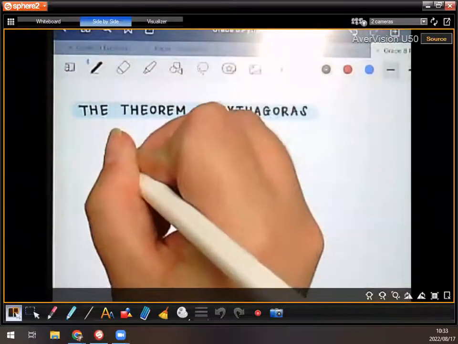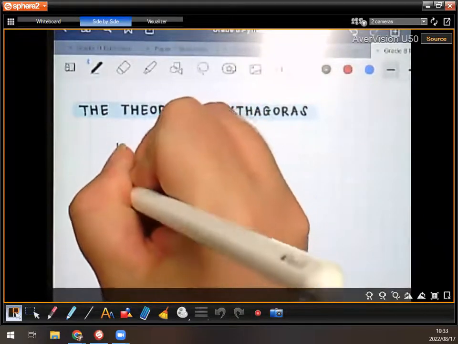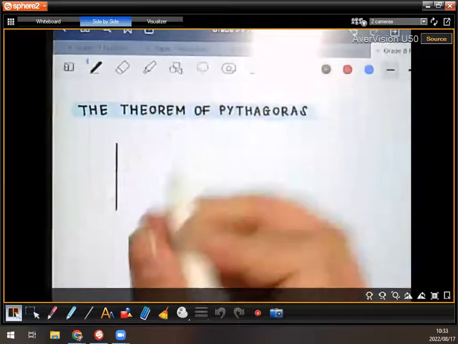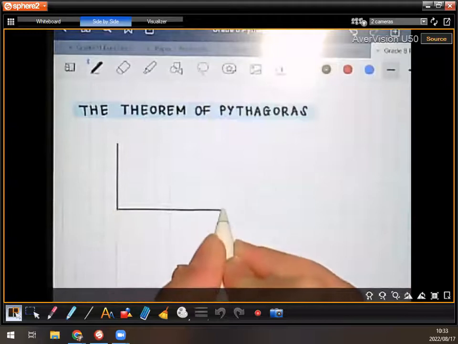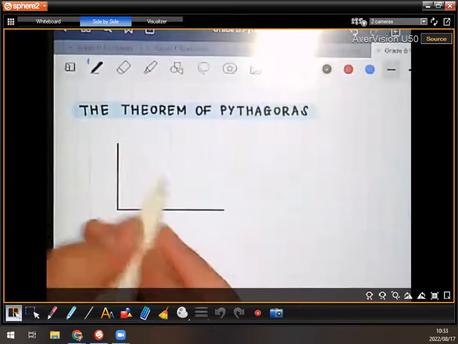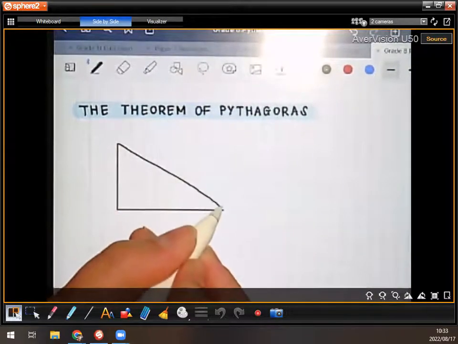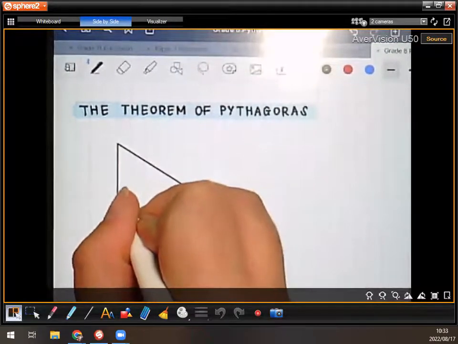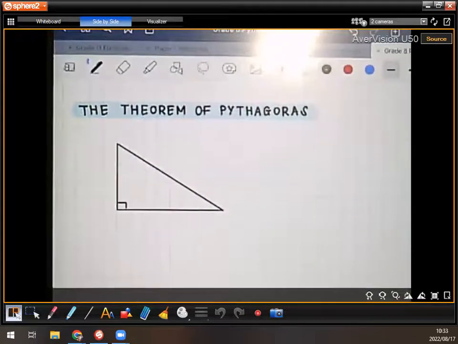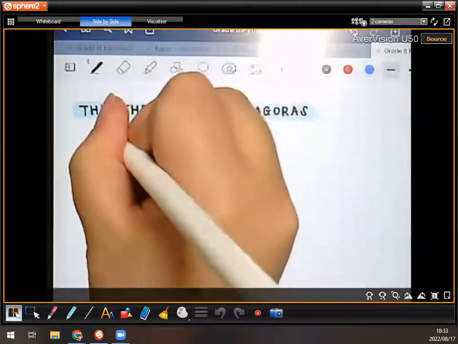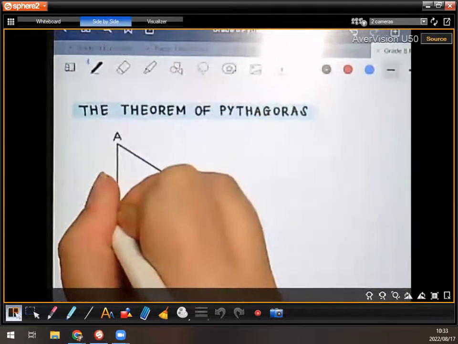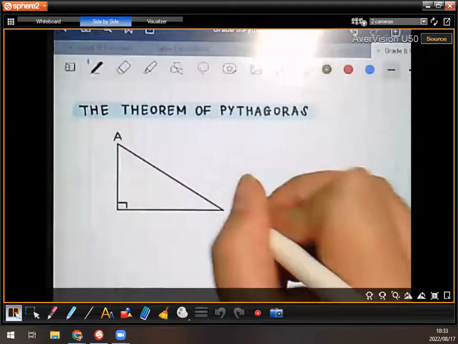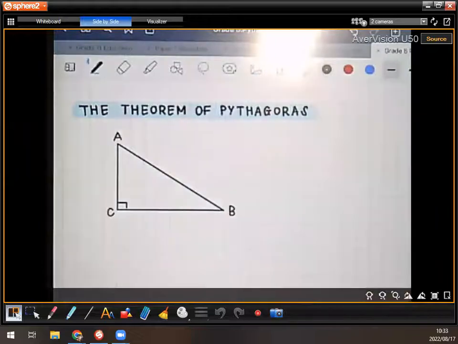Guys, we are just drawing a right angle triangle. It doesn't matter how big it is. And we are going to label this triangle as triangle ABC. Let's do it like that.